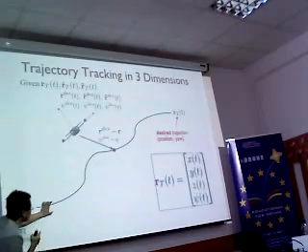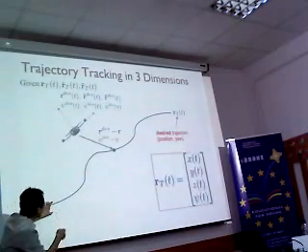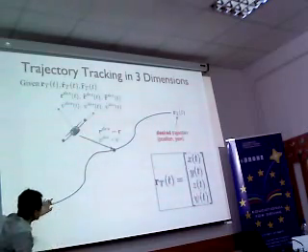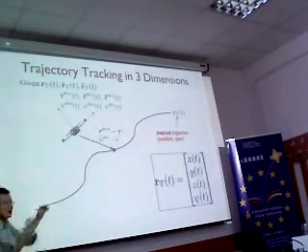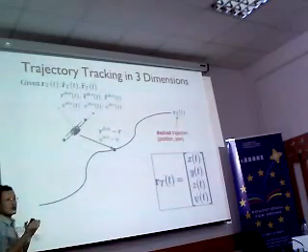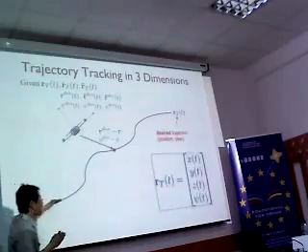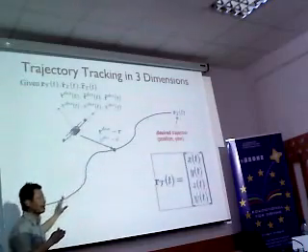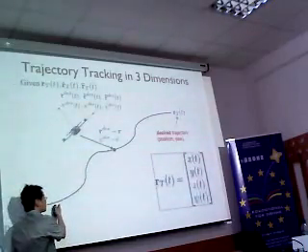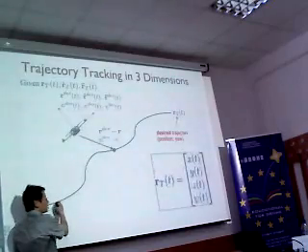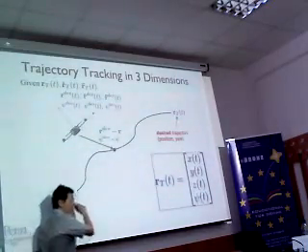This is the error, and the controller has to reduce the error so that the error tends to 0. When the error tends to 0, we will have a perfect match of the trajectory. At each time we have to calculate the current position and the desired position, and we get the error.